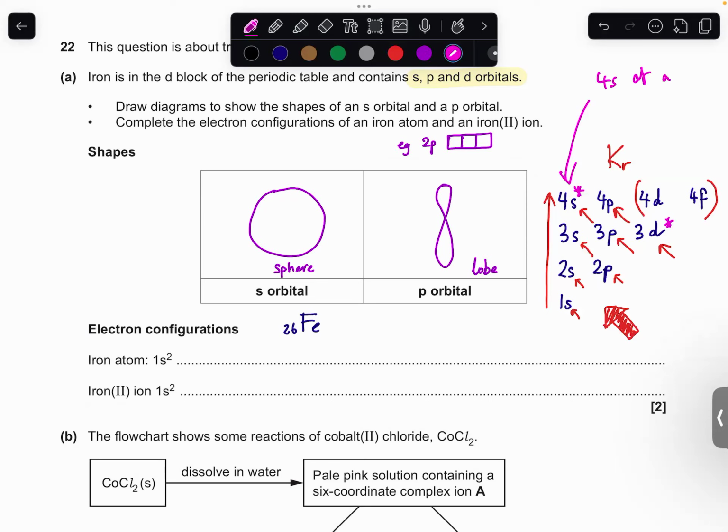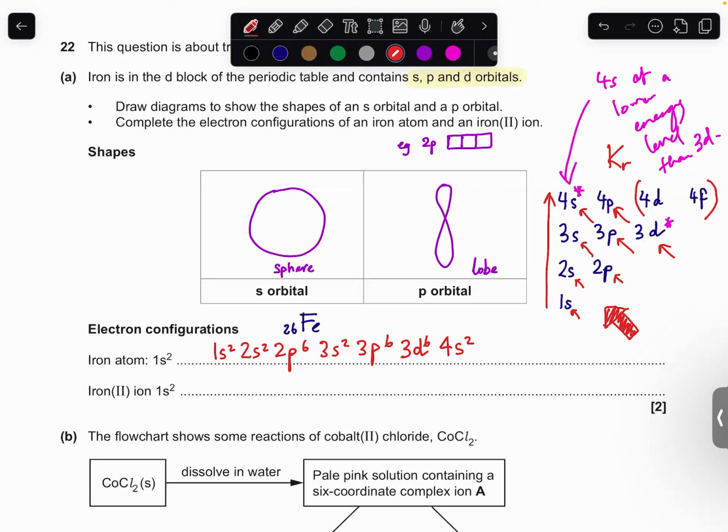4s is at a lower energy level than 3d. So the electron configuration will be 1s2, 2s2, 2p6, 3s2, 3p6. We've got up to 18 electrons, and we want to get up to 26. What happens next? We fill the 4s2 electrons, and that takes us up to 20. And then in the 3d subshell, you've got your 6 electrons.